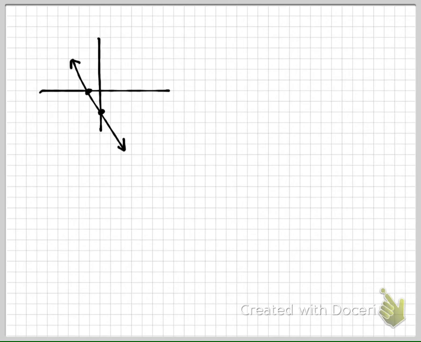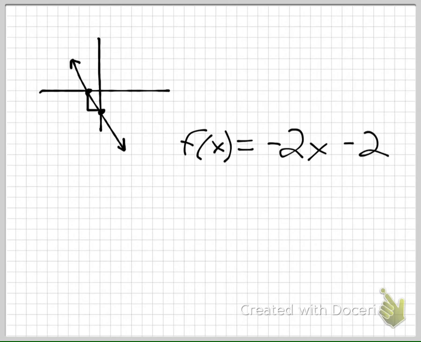Okay, so here it is. It's going to end up being f of x, or y, equals, f of x equals, what's the slope? Down 2 over 1 is a negative 2x then, right? There's the slope, negative 2x. And where does it cross the y? Negative 2. Minus 2. The answer is f of x equals negative 2x minus 2.